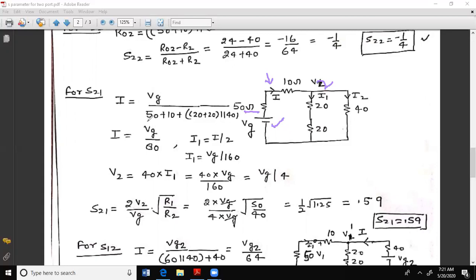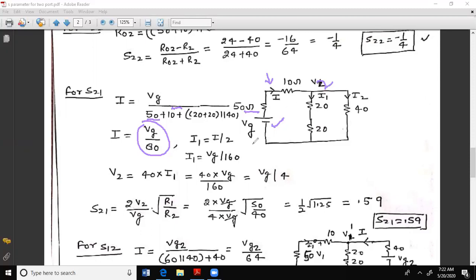So impedance is 50, first term 50, then 10, then 20 plus 20 in series, parallel with 40. So when we find the value of Ig, this current Ig becomes equal to Vg by 80, because this current I is divided equally into the 40 ohm resistances. So this I1 and I2 are both equal to I by 2.